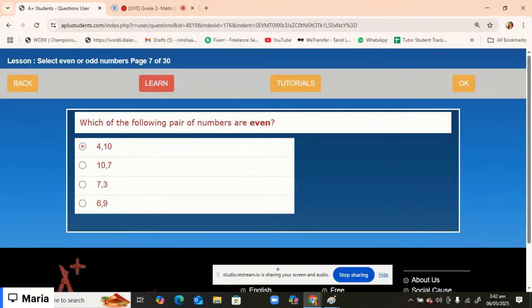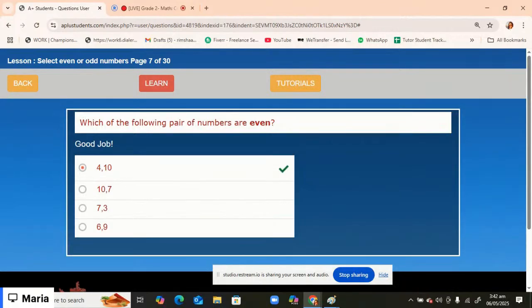So, the first option, that is 4 and 10. Okay. 4 is even, 10 is also even. When we see the second option, 7 is odd. Third option, both are odd. Fourth option, 9 is odd. Okay. So, it's 4 and 10.